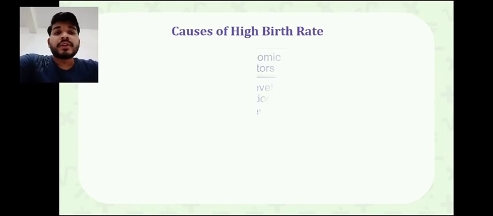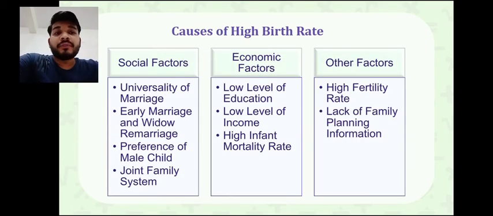There are mainly 3 causes: social factors, economic factors, and other factors. Now when we see the social factors, a human being cannot survive alone, so he needs to get socialized. So what the society and the surrounding people think, and what their mentalities are, that is all cultural thinking which has shaped the mindset for high birth rate.